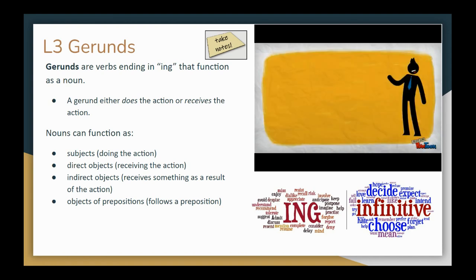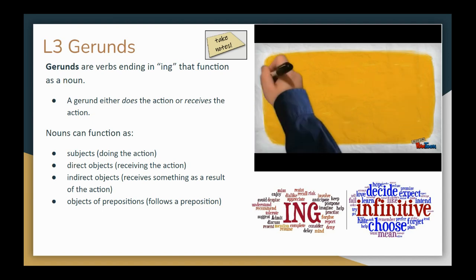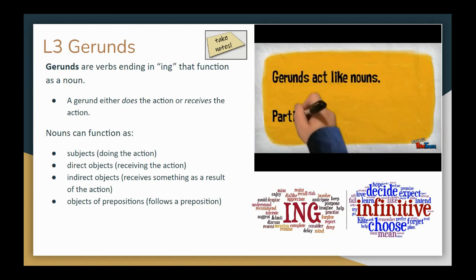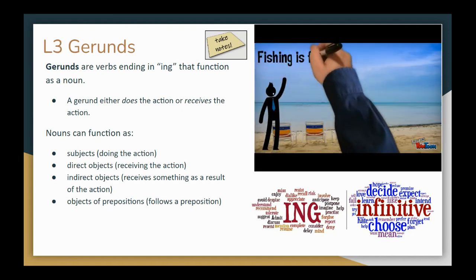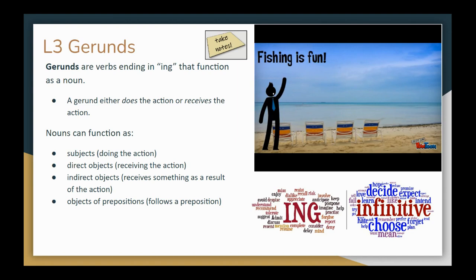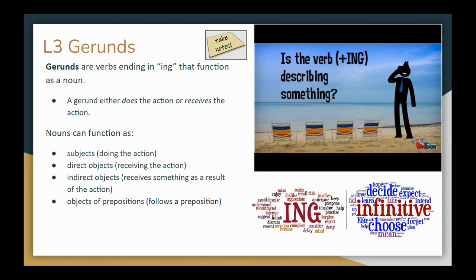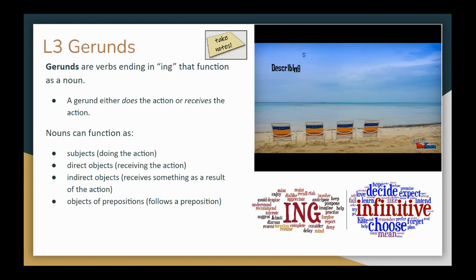The key difference between gerunds and participles is that gerunds act like nouns and participles act like adjectives. When you see a word ending in ing that is a verb, ask yourself this question. Is it describing something, or is it the thing being described? If it's describing something, it's a participle. And if it acts more like a noun or the subject of the sentence, it's a gerund.